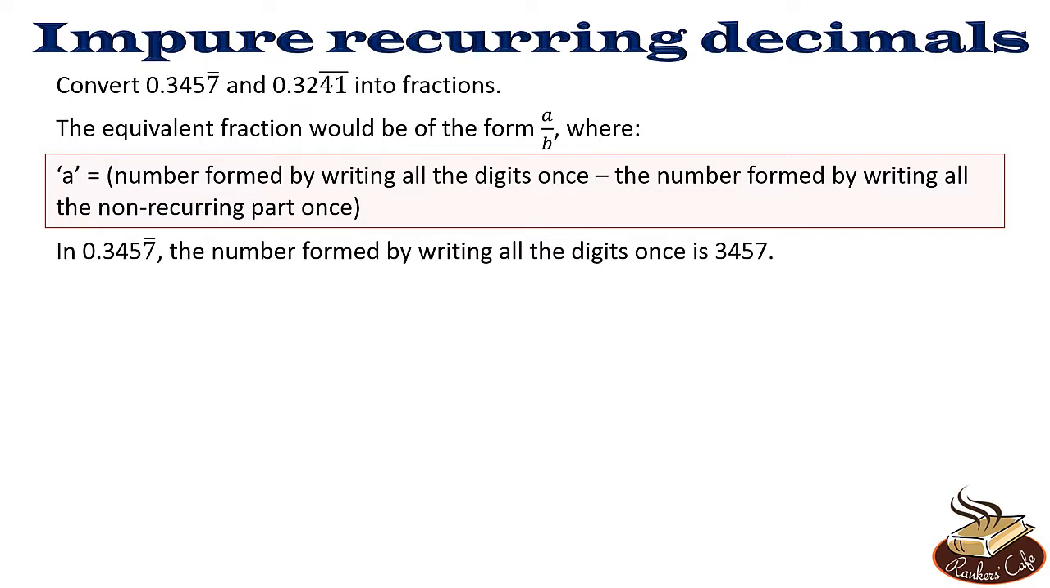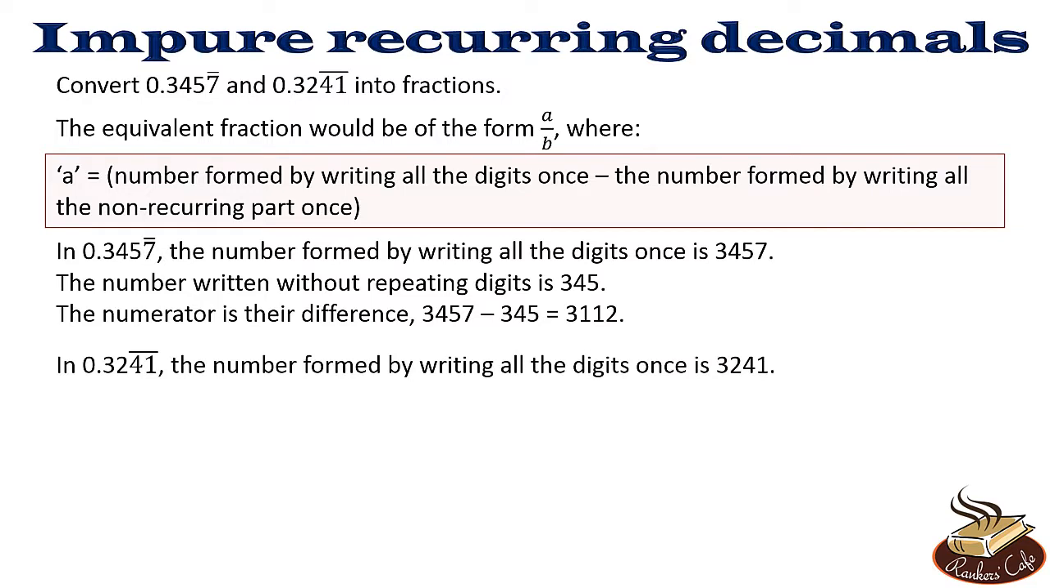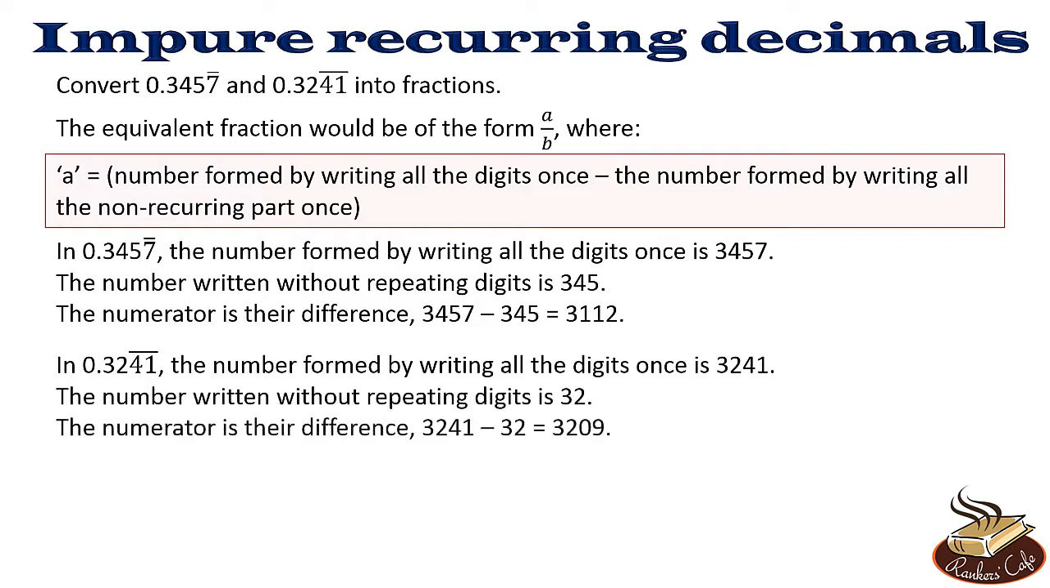In 0.3457 bar, the number formed by writing all the digits once is 3457, and the number written without repeating digits is 345. So the numerator is their difference, that is, the numerator is 3457 minus 345, which is equal to 3112. And in the second case, that is, in 0.3241 bar, the number formed by writing all the digits once is 3241, and the number written without repeating digits is 32. And then the numerator is the difference, that is 3241 minus 32, which is 3209.